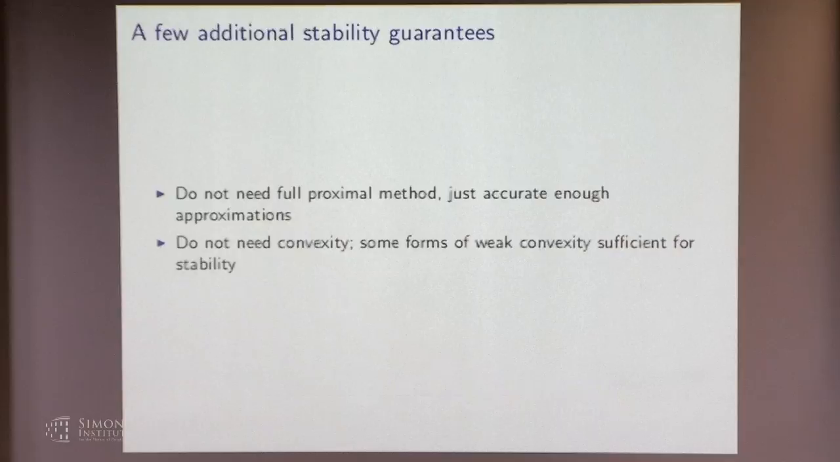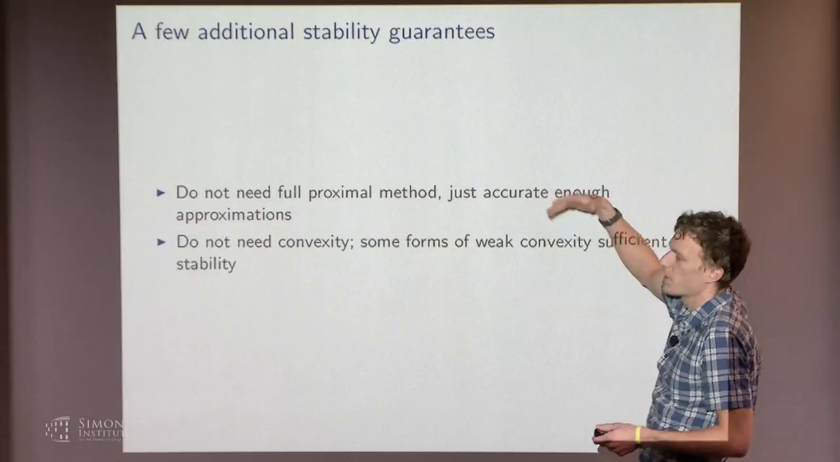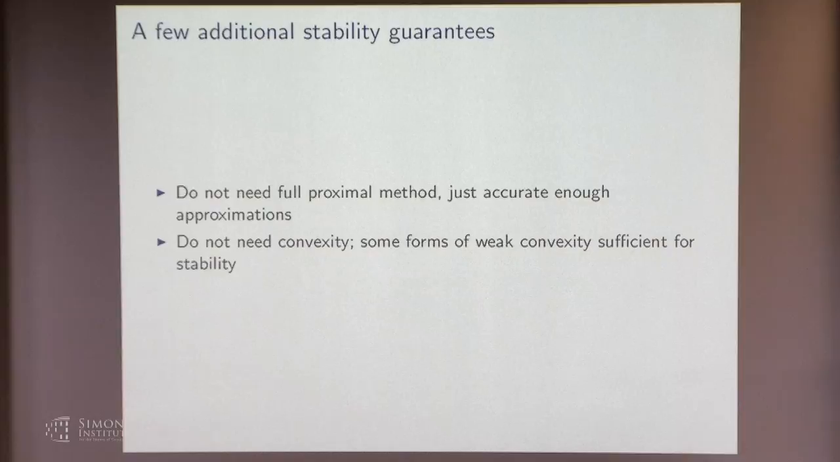As I said, we don't really need this full proximal point method. You can do accurate enough approximations, and things are going to be okay. I'm happy to tell you what those are offline. We don't really need convexity for some of these results, and we may talk about those as well. There are weaker notions of what's called weak convexity or semi-convexity. There are 15 names for this. Is Jason here? No, he knows some other ones, but I don't remember them all. Anyway, we can go beyond what I've said before.